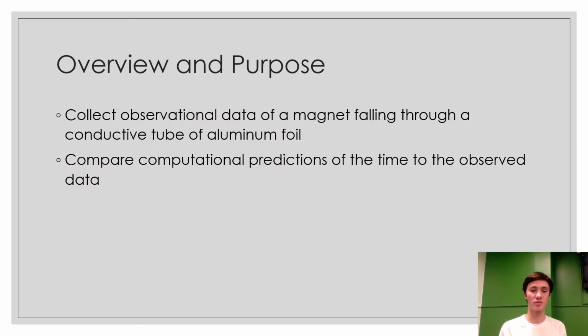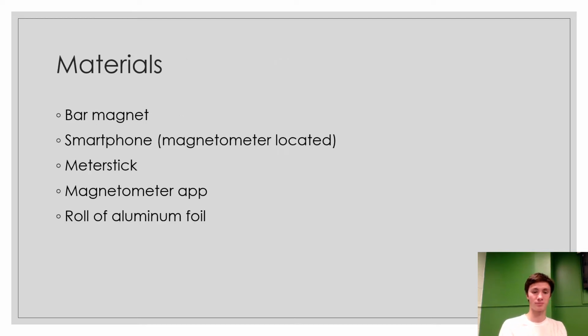So the overview and purpose for this lab were to collect observational data of a magnet falling through a conductive tube of aluminum foil, and then to compare that data with computational predictions using the computational model coded in GlowScript. The materials that we used for this lab were a bar magnet, a smartphone with the magnetometer located, a meter stick, a magnetometer app, and a roll of aluminum foil.